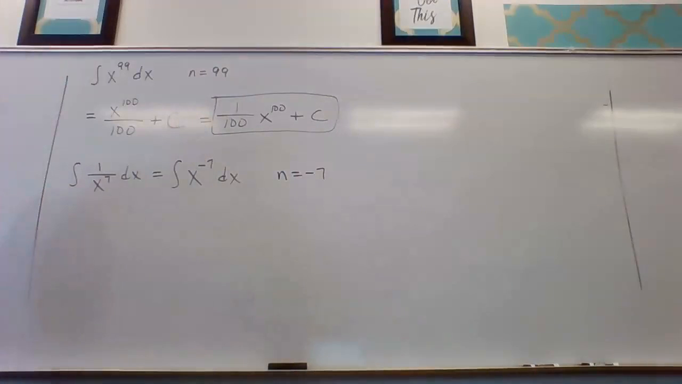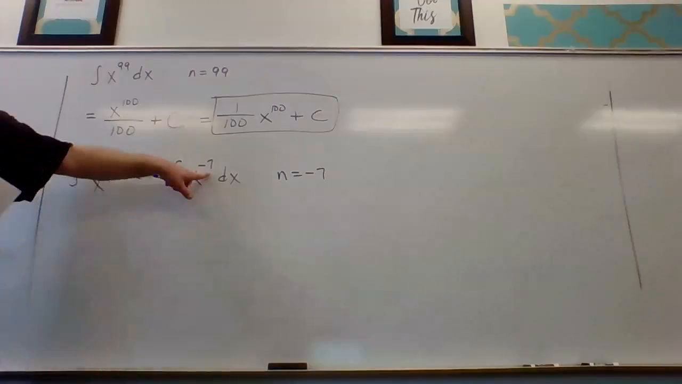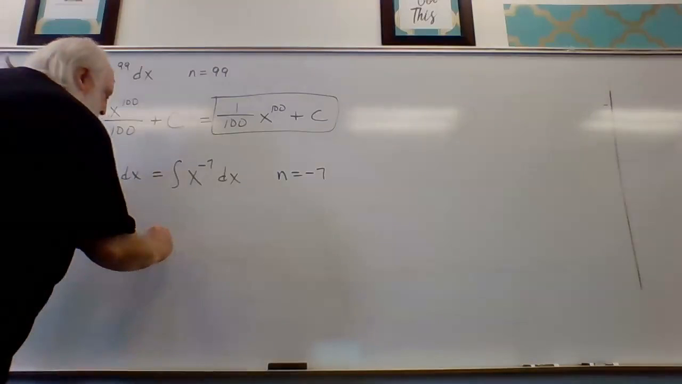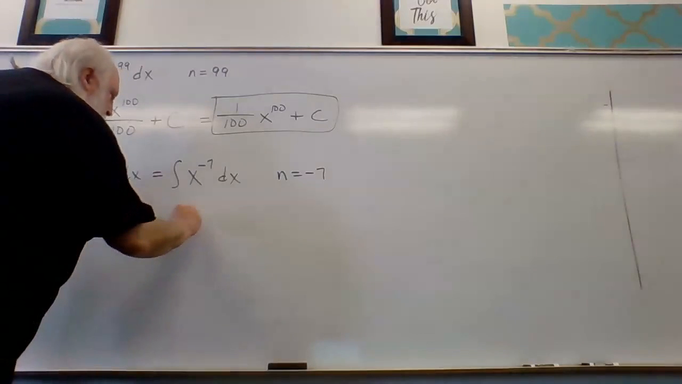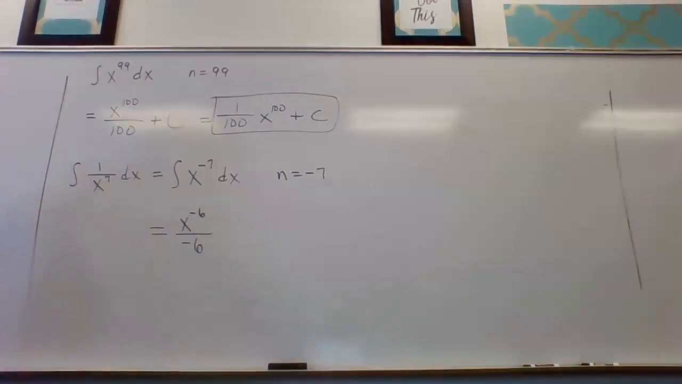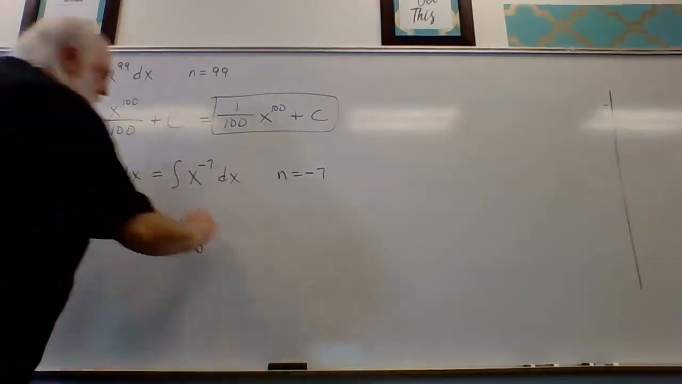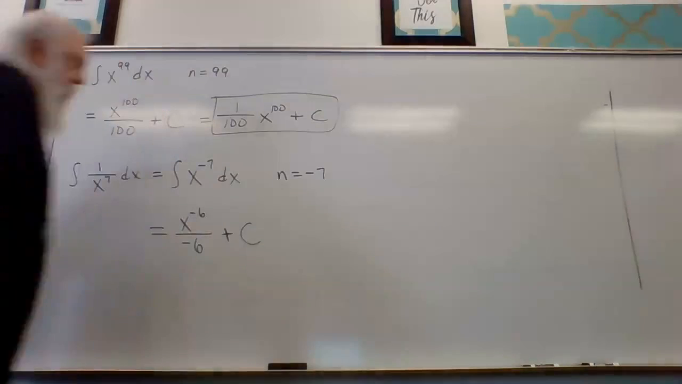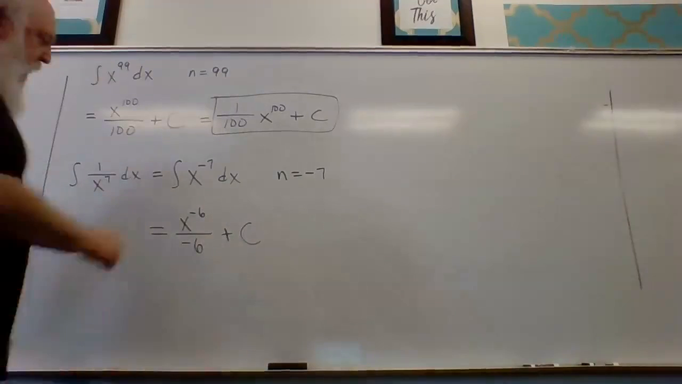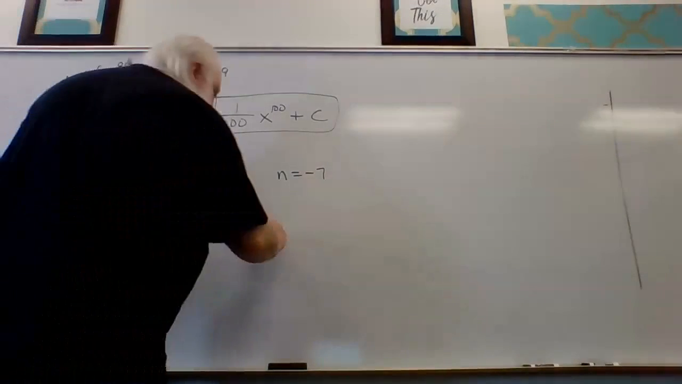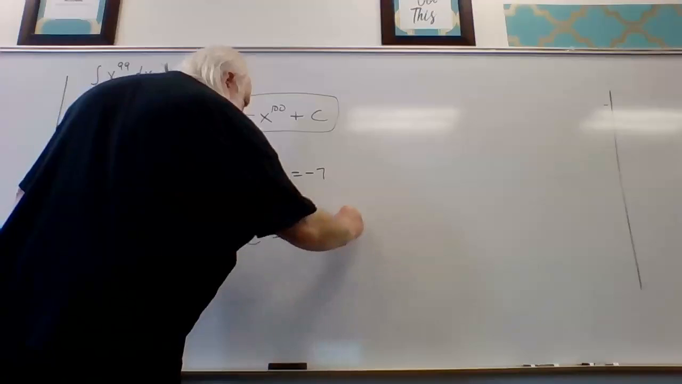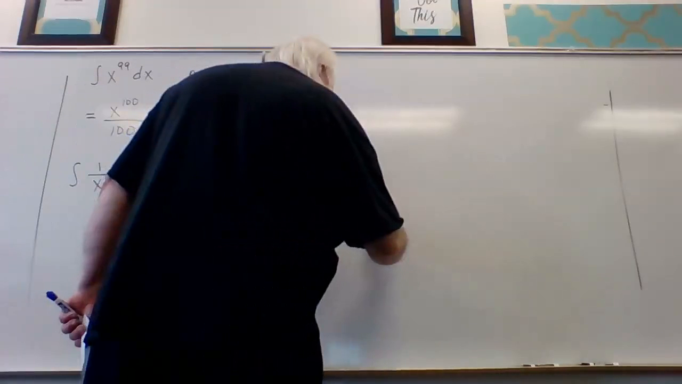And so I'm finding the antiderivative. We add 1 to the exponent, divide by the new exponent. Well, -7 plus 1 is -6. So we have x to the -6 divided by -6. And then we add the arbitrary constant c. And x to the minus 6 over negative 6 is the same as minus 1/6 times x to the minus 6 plus c.